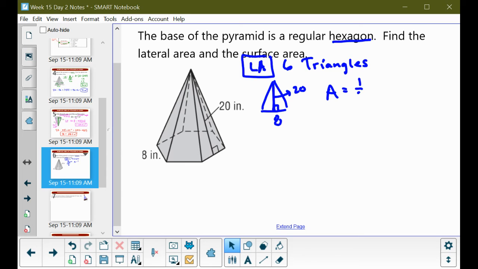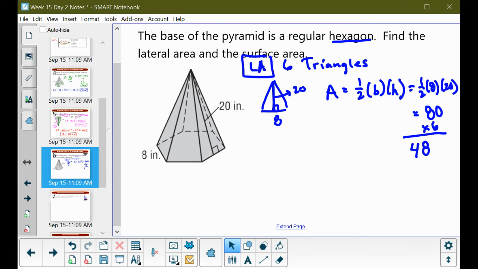So the area of triangles, we've already done this before, 1/2 base times height. This is 1/2 times 8 times 20, which gives us 80 for the area of one of those triangles. And again, we have 6 of these, so we have to multiply by 6. 80 times 6 is 480, and our units would be inches squared. So there's the lateral area there for that pyramid.